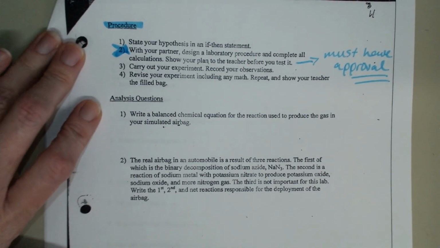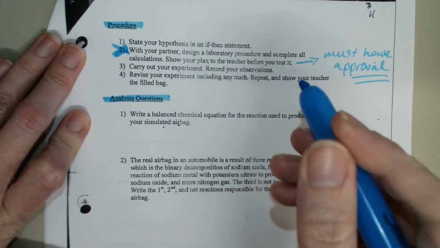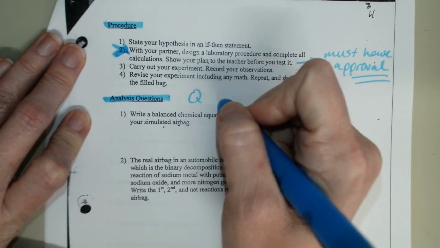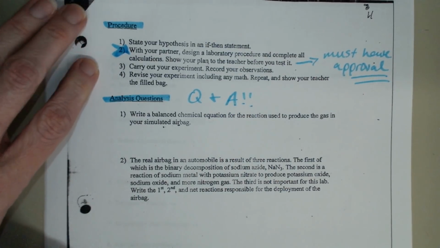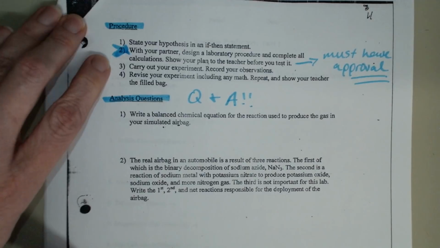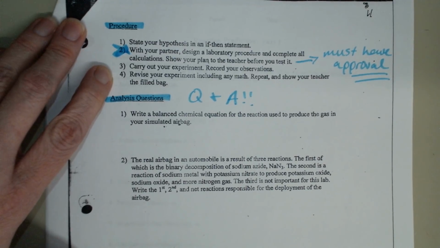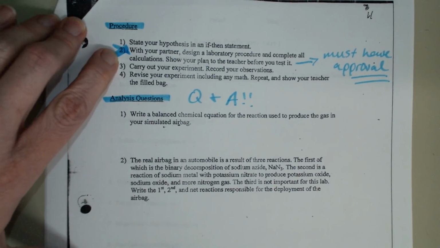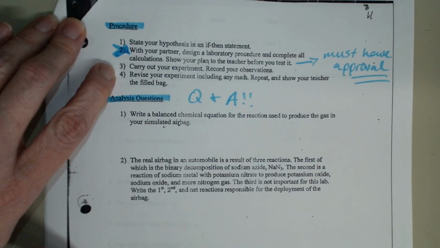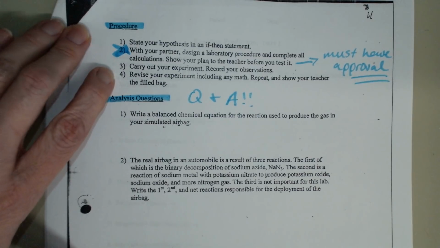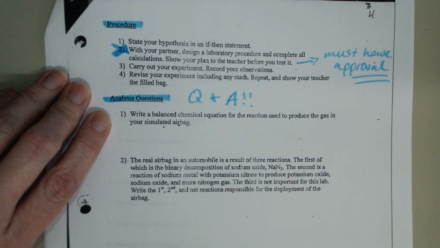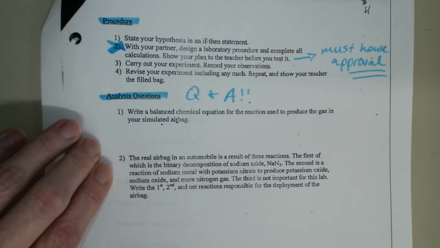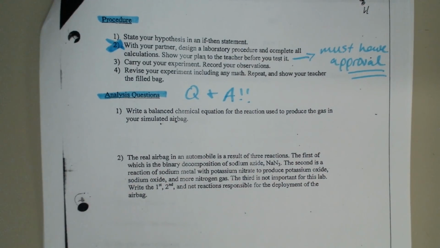All right, and then you will have the analysis questions where you must write the question and the answer, both, okay? Now, this procedure portion, this is probably going to take you a half to a full page to write. So you want to leave plenty of space for your procedure, and then you're going to have your analysis questions where you're going to write the question and then the answers, okay? And that's it. That's what you're doing.